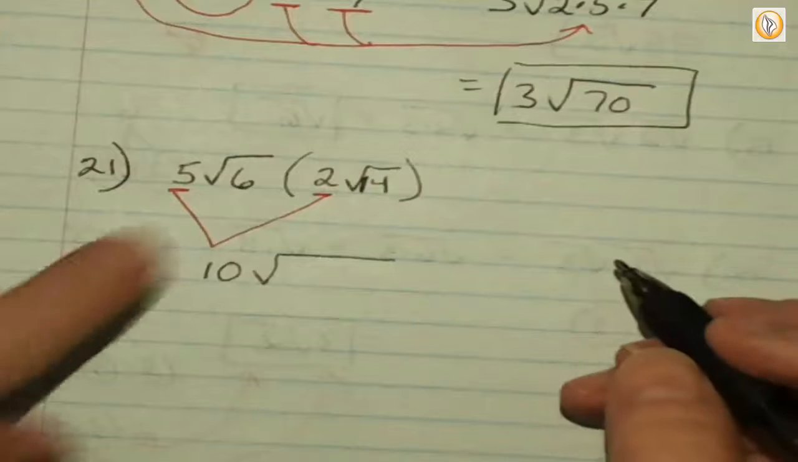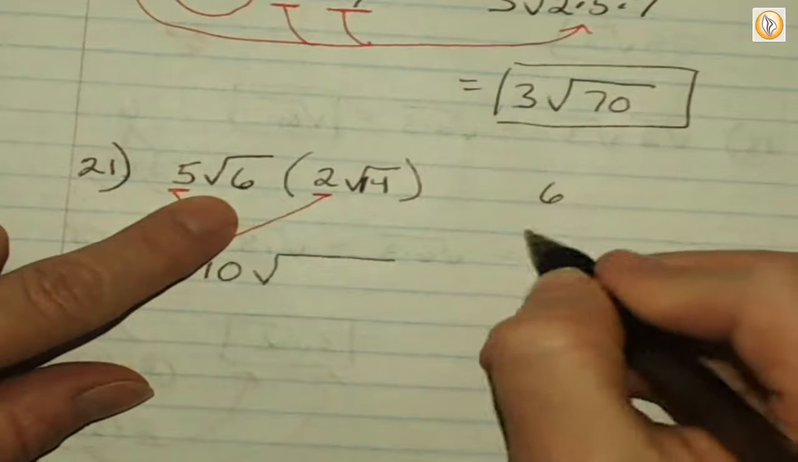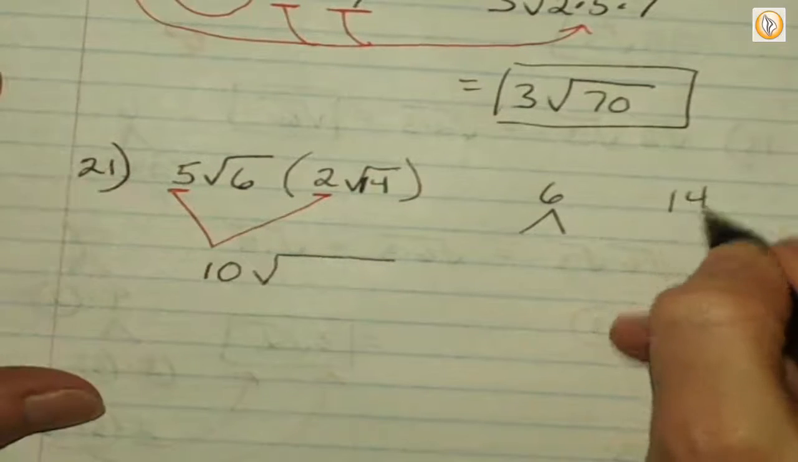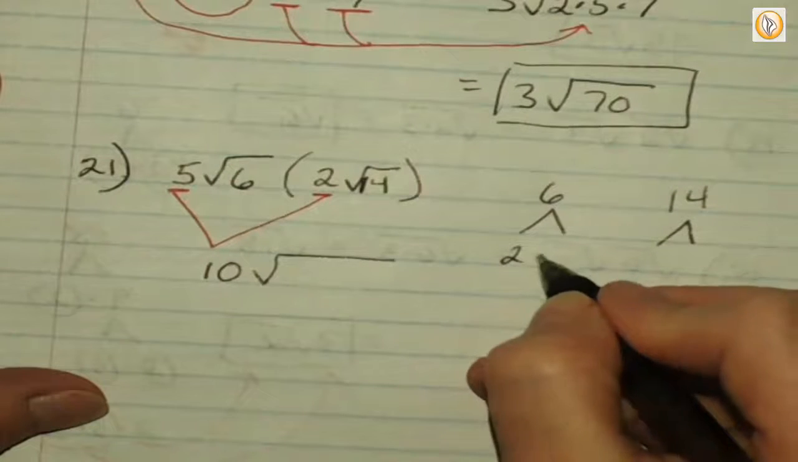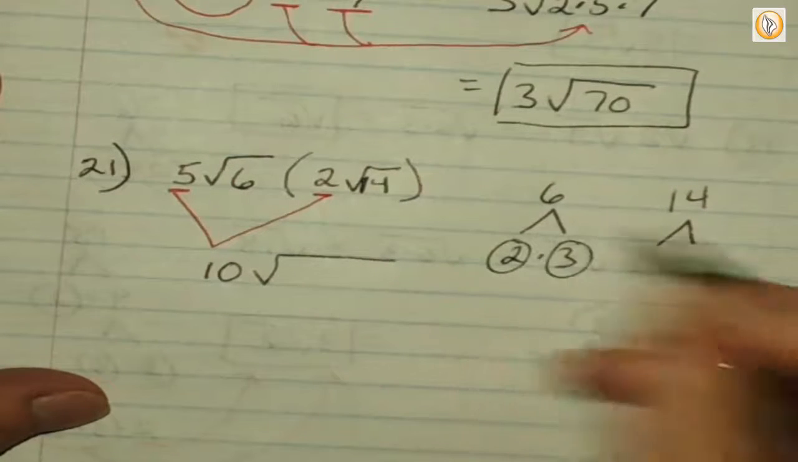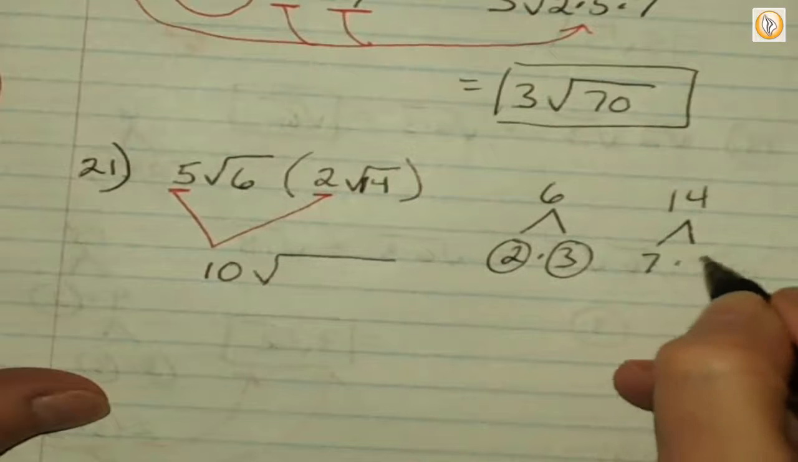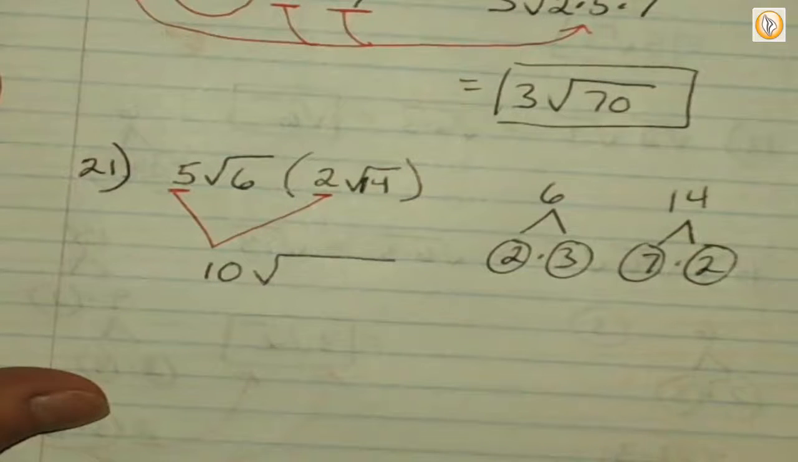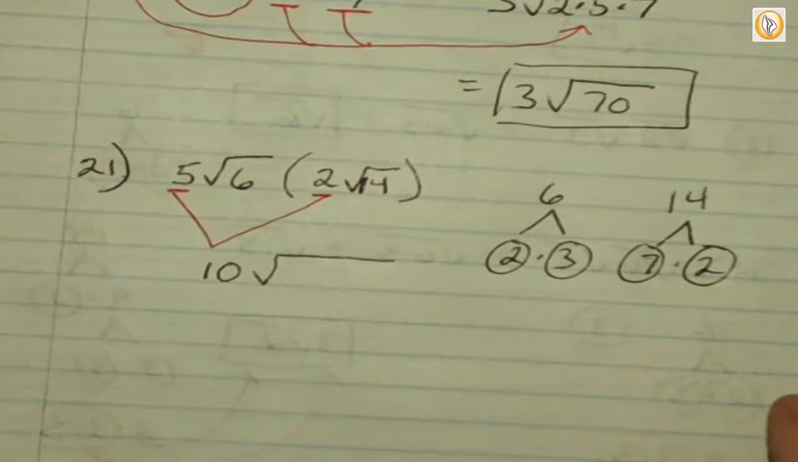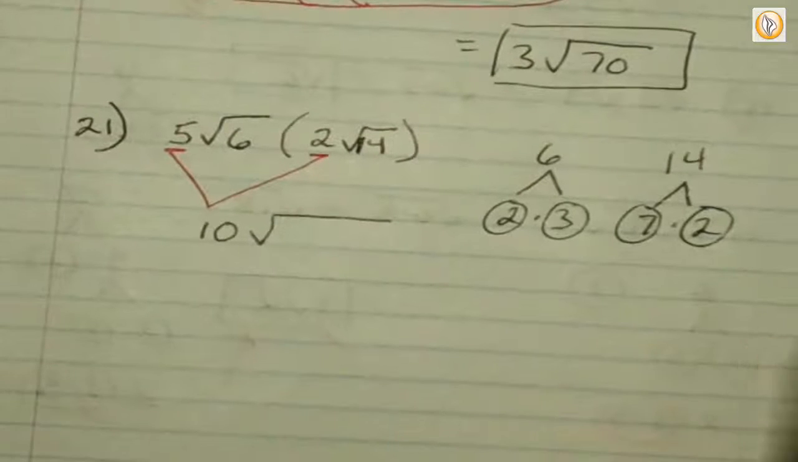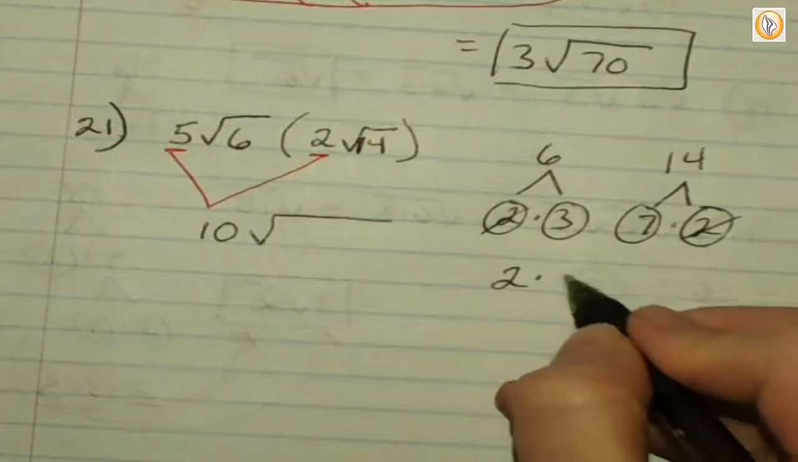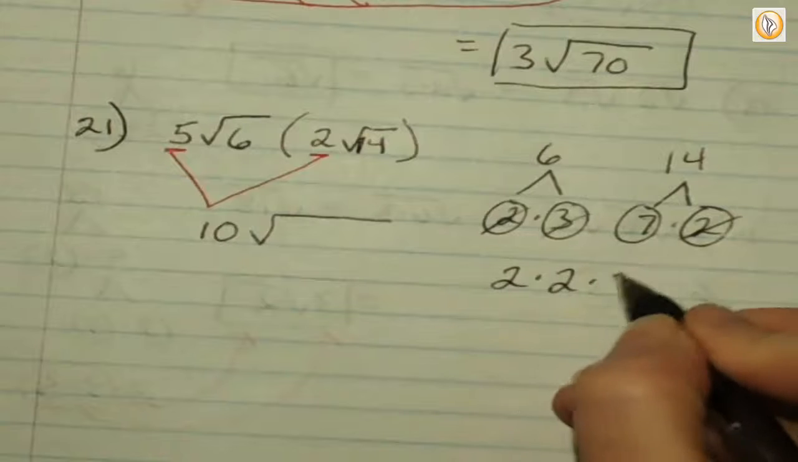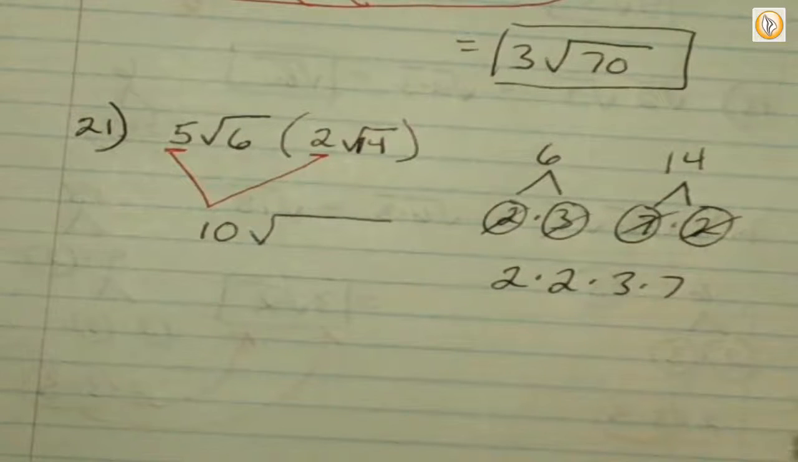Okay, so now I'm going to factor tree the 6 and the 14 and do like we did up here. My 2 numbers that give me 6 are the obvious ones, 2 and 3. And then 7 times 2 gives us 14. Are y'all with me? So then I write my prime factors out in order from least to greatest.